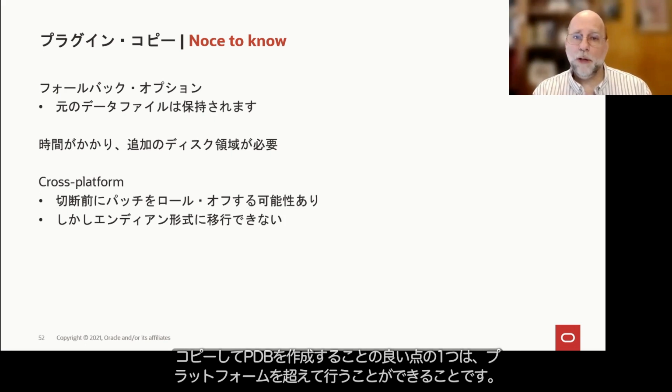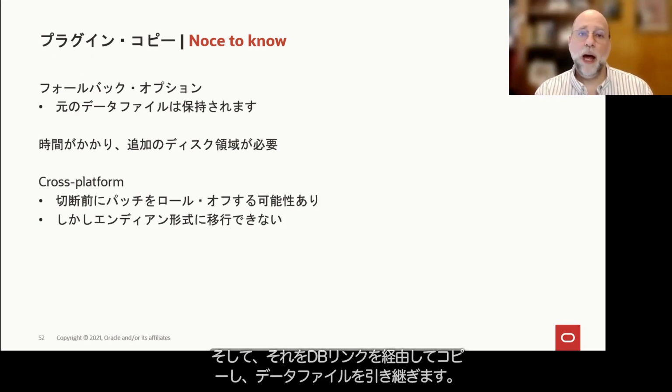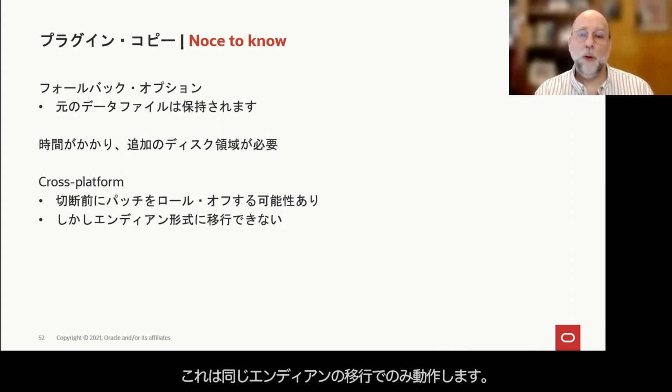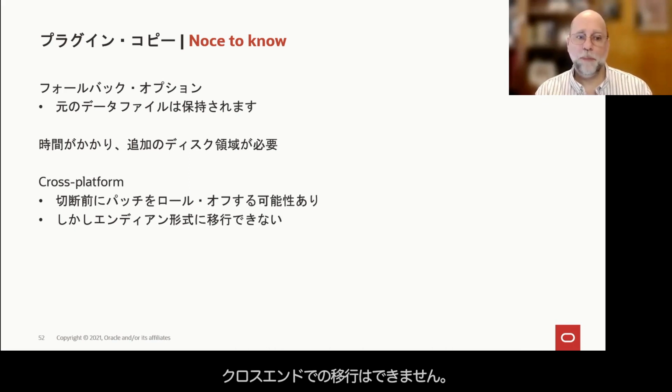One of the nice things about copying to create that PDB is that you can do it across platform. So this means that you could, for example, clone a non-CDB from, say, Solaris x86 into a Linux container database as a PDB, and it would copy it over the DB link and pull the data files over. That will only work on same endian migration. So like Windows to Linux, Solaris x86 to Linux on the small endian side. You can't go cross-endian with it.